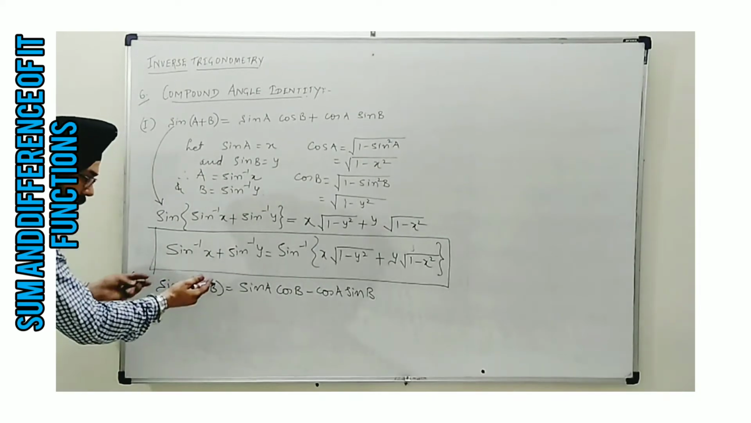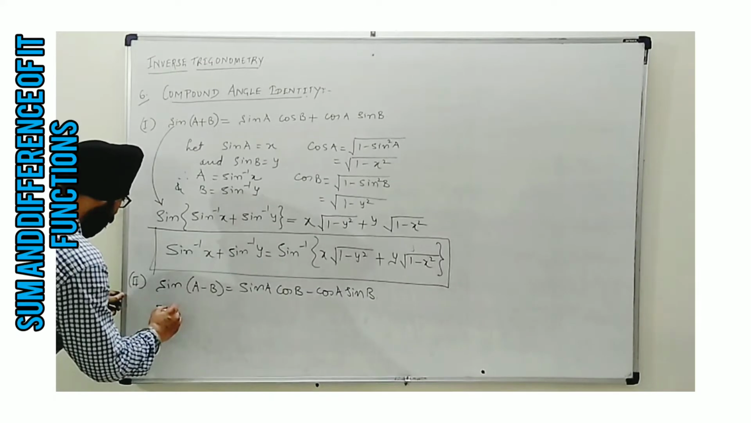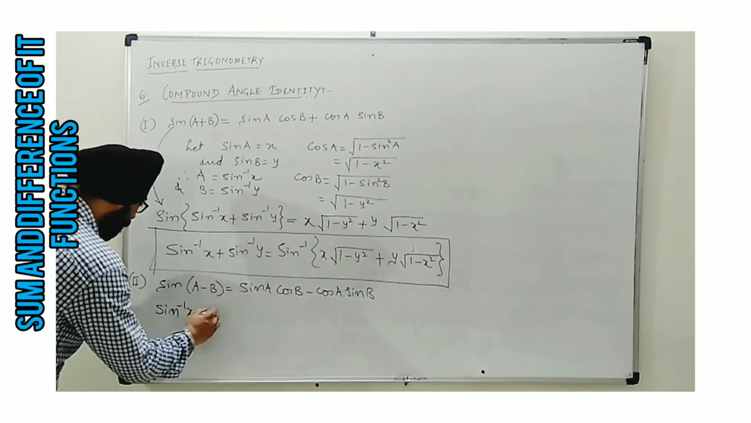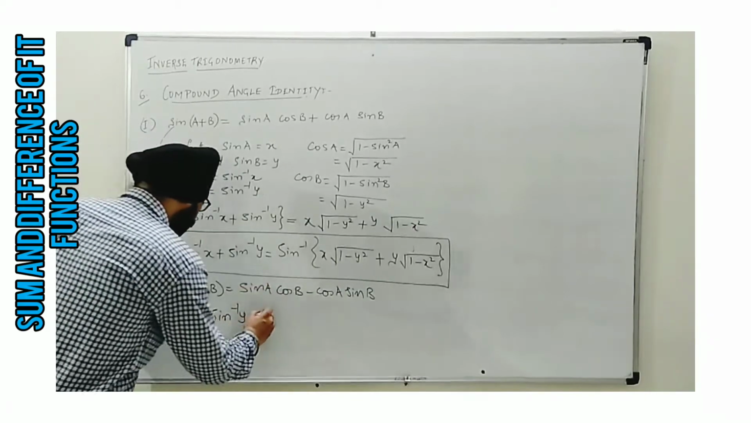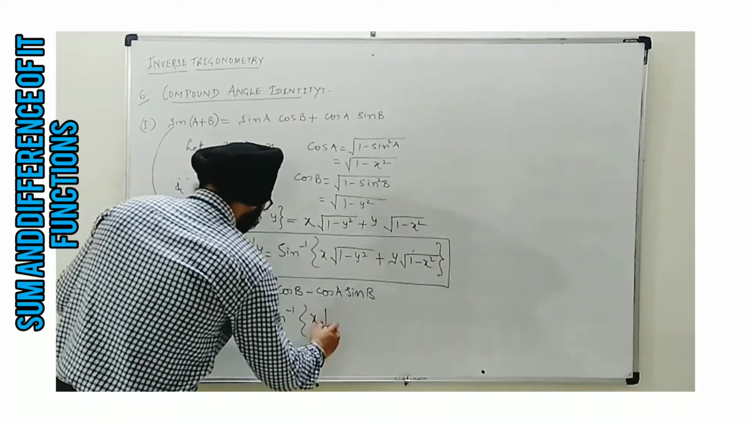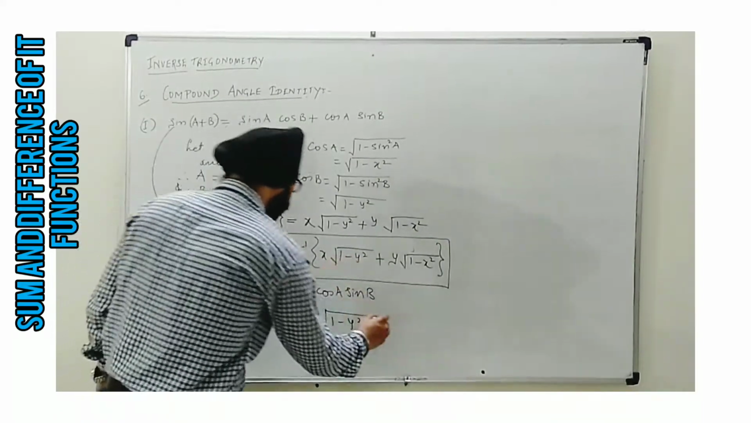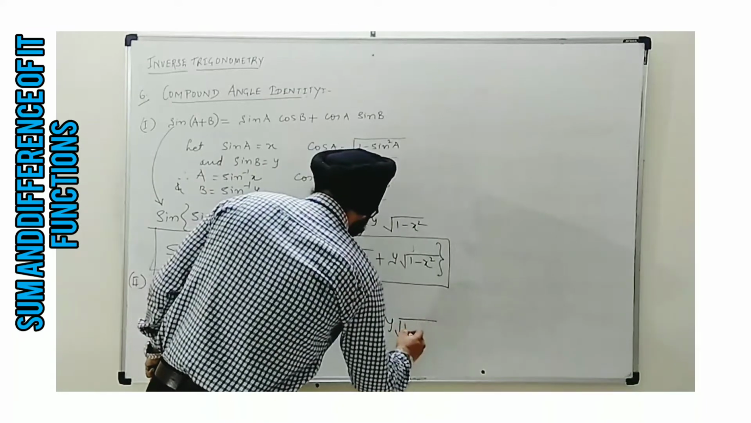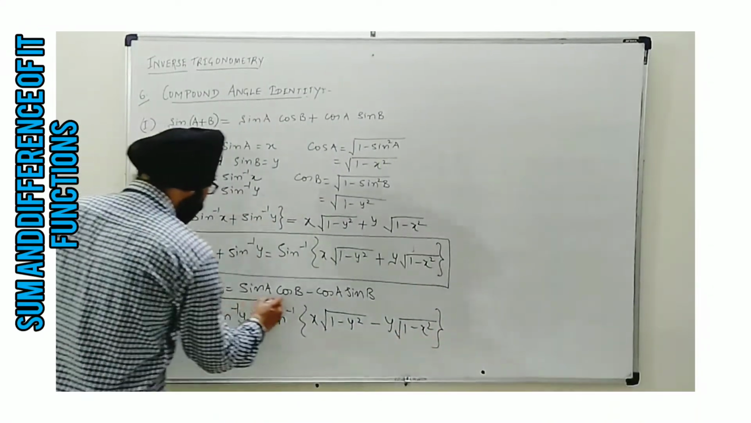So the identity obtained from this will be sine inverse x minus sine inverse y, which is equal to sine inverse of x under root 1 minus y square minus y under root 1 minus x square. This is the second identity of the batch.